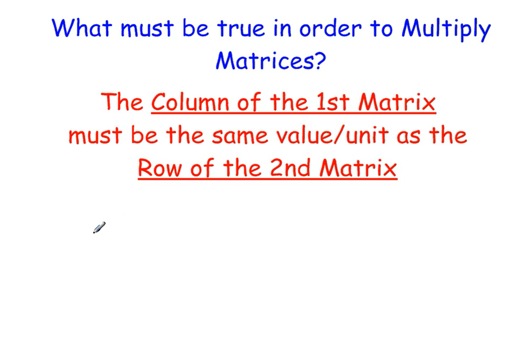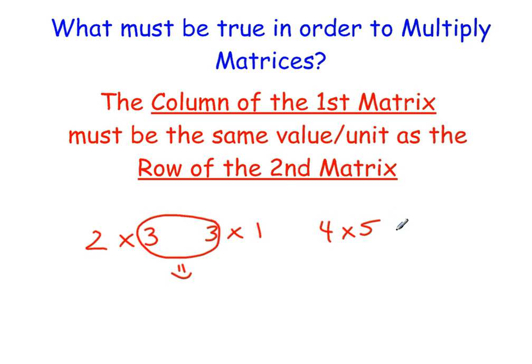So what that means is if my first matrix is a 2 by 3, my second matrix must be 3 by something. So let's say, for example, 3 by 1. Therefore, the row of the second and the column of the first are equal. I could do lots of different things. If I had, say, a 4 by 5, the next one could be a 5 by 7. Anything like that, as long as the column of the first is equal to the row of the second.